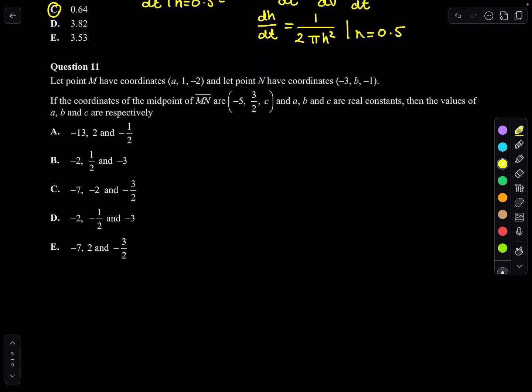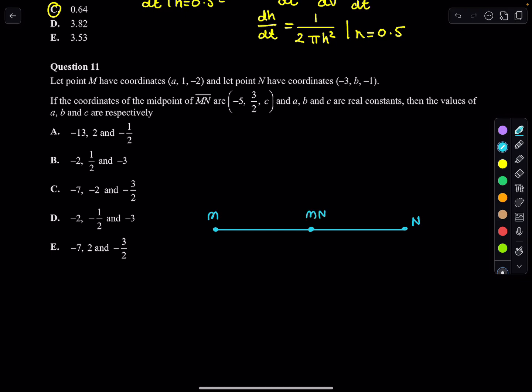Question 11. Let's have a try at this. Let point M have this coordinate, and let point N have this coordinate. If the coordinates of the midpoint of MN is this, A, B, and C are real constants. Find the value of A, B, C respectively. Quite an easy question. So what do we do if we draw a number line here? Imagine this coordinate here was M, and this coordinate here was N. We know the midpoint of them, and can you see how it's not a vector? They've drawn a straight line, which means it's the distance there, MN.